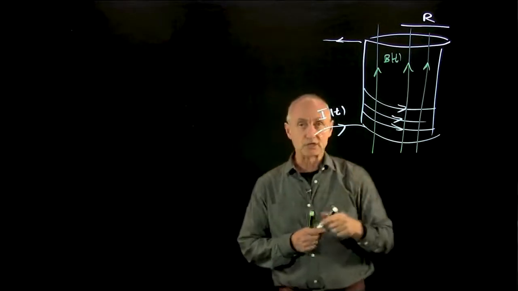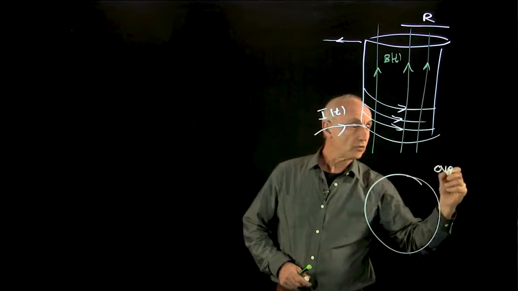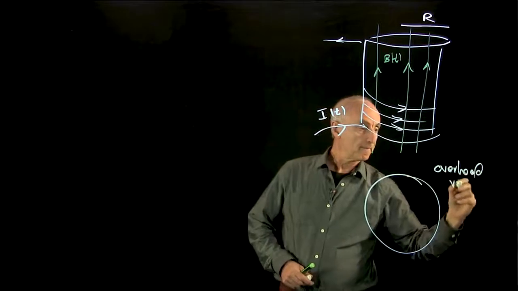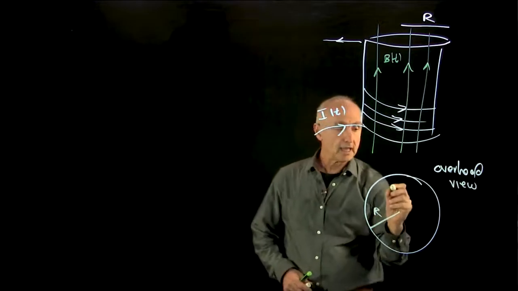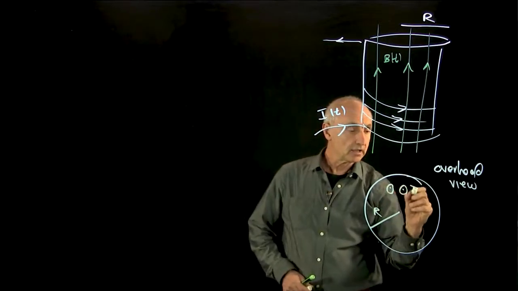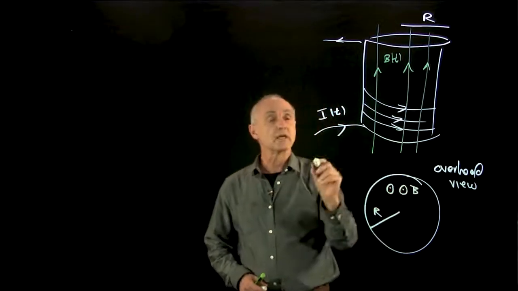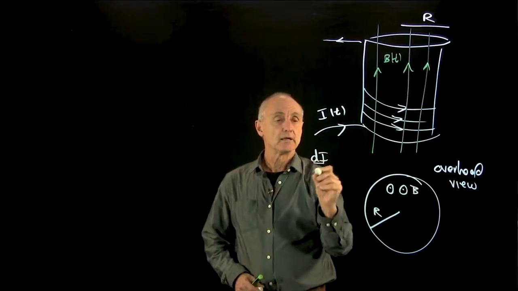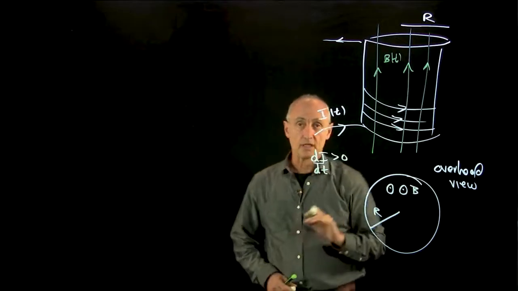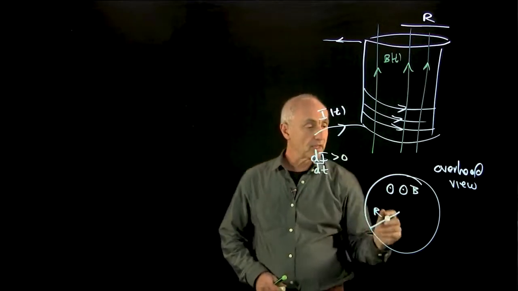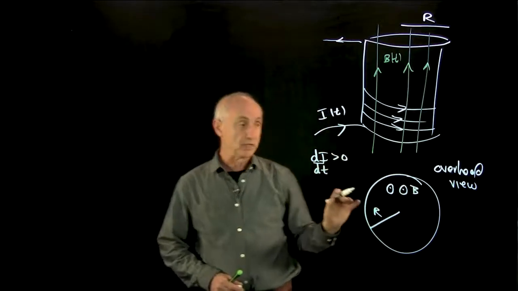So let's look again at this picture from an overhead view. So we'll draw, this is our overhead view, and our solenoid has a radius r. And our magnetic field is coming out of the plane of the figure like that. And what we'd like to do is say that di/dt is increasing. So our current in the solenoid is not constant, but increasing. And now we'd like to calculate the electric field that's induced everywhere in space.